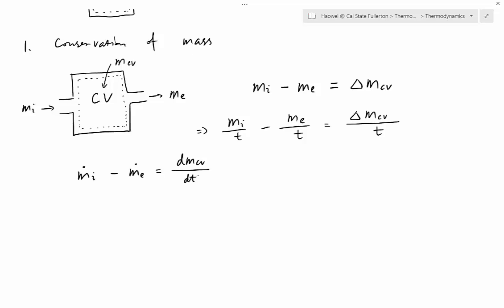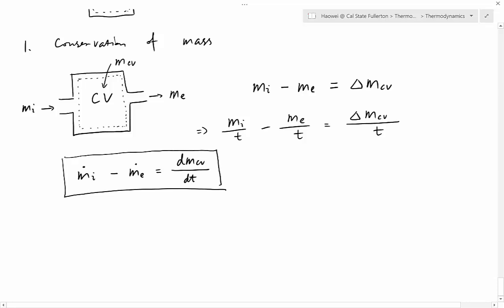For power, which is work over time, we use W dot. So if you ever see a dot on top of a letter, that means divided by time. Okay, so this is the conservation of mass equation if you have a control volume.